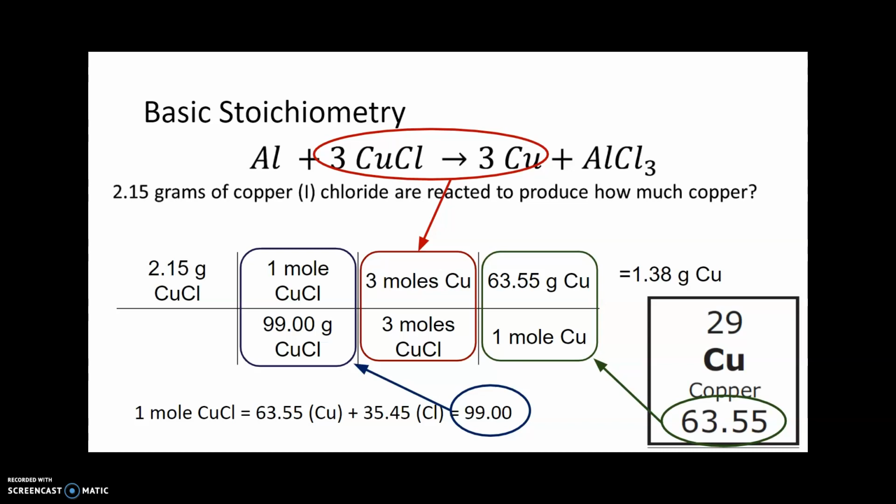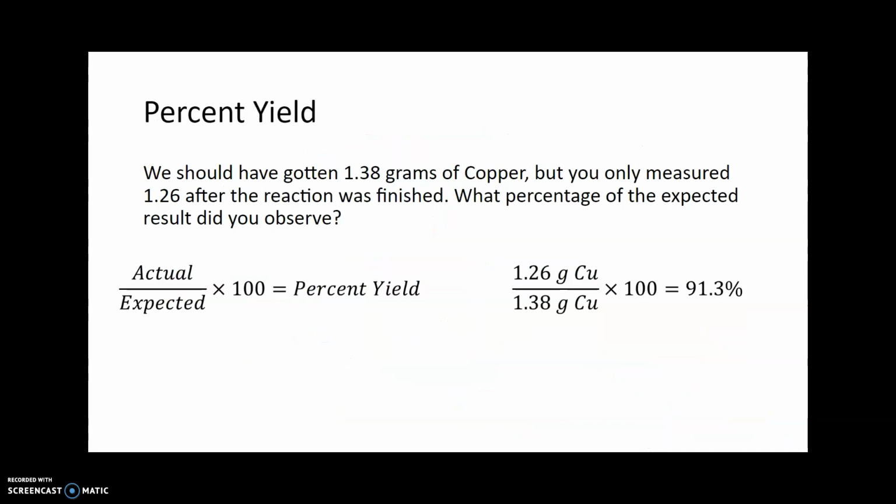Once you have finished your stoichiometry problem, a question that often accompanies them is called a percent yield. And so what the percent yield is, now that you know you were supposed to collect 1.38 grams of copper, how much do you actually collect? Just like on an exam, when you should earn 100 points, but how many points did you actually earn? This is what we're getting at with our percentage calculation here.